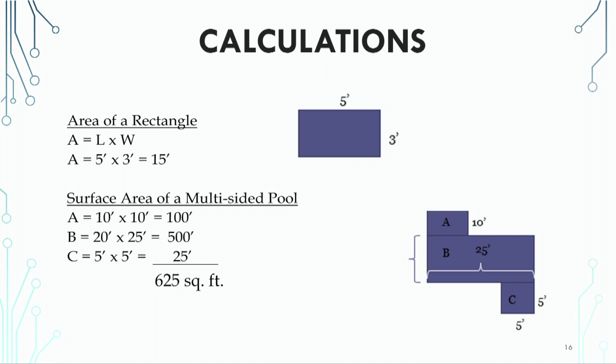When finding the surface area of a multi-sided pool, for example, here we have a diagram. There are 3 different parts of this pool. There's part A, which is 10 feet in both length and width. So you take 10 times 10, and that's 100 square feet for part A.